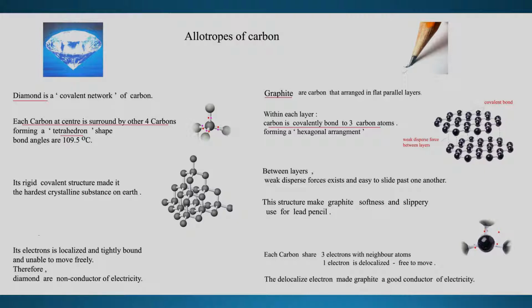Look at graphite. Graphite forms flat parallel layers. Each carbon is covalently bonded by 3 carbons, forming a hexagonal arrangement in a flat layer. But between layers there are dispersion forces. These forces are weak, so the layers easily slide past one another, which makes graphite a soft, slippery substance. It is used in pencil lead. Also remember, graphite has one loose outside electron, and it conducts electricity well.